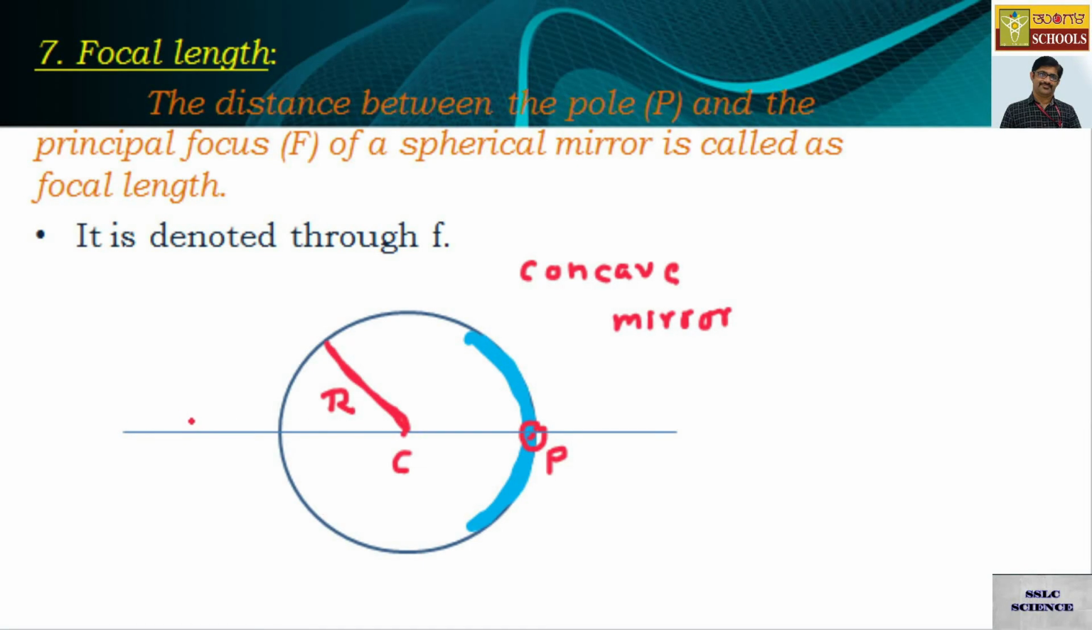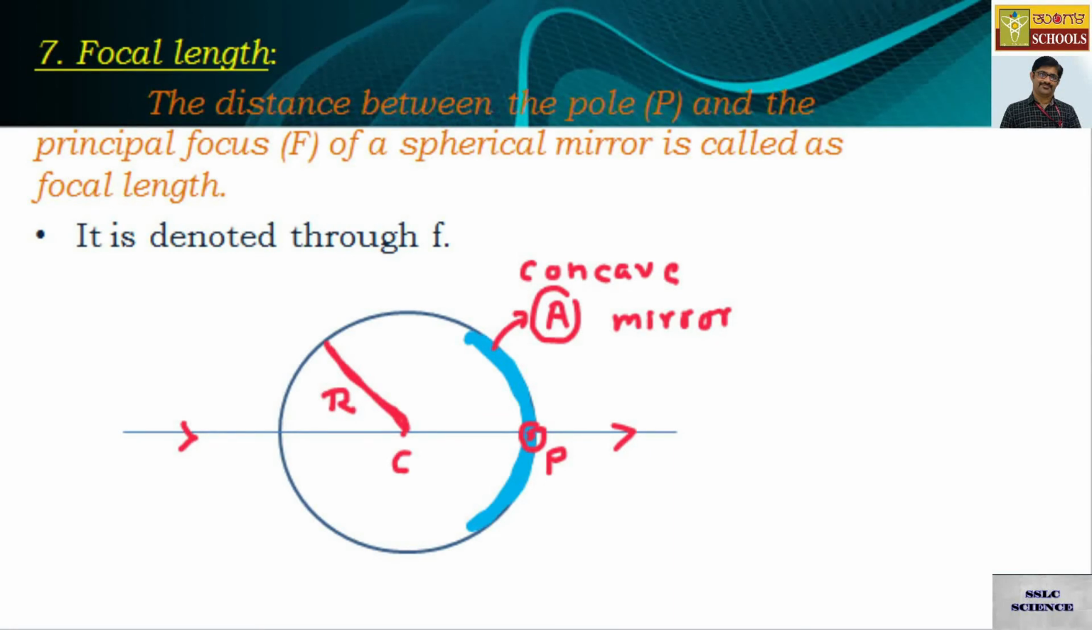Next one will be the principal axis. Principal axis is nothing but the imaginary line passing through the center of curvature C and the pole of the mirror. Aperture is the reflecting surface, the effective diameter in which most of the light gets reflected. So that effective diameter of the concave mirror is taken as aperture A. The shaded line is taken as A here, from which most of the light gets reflected. So that is about aperture A.